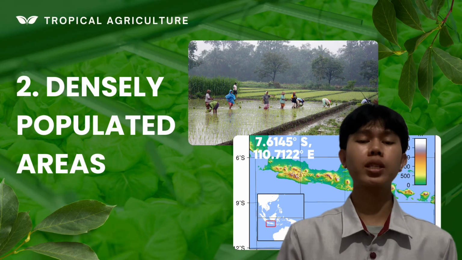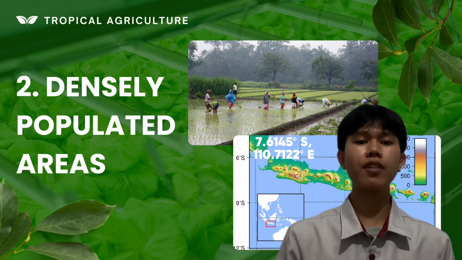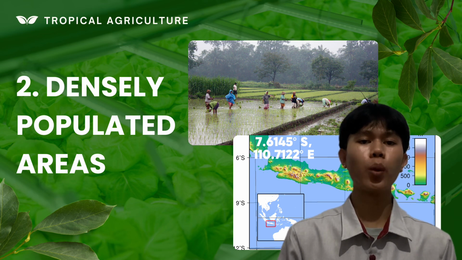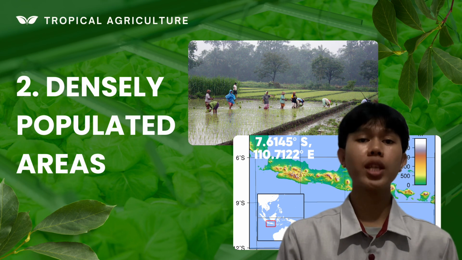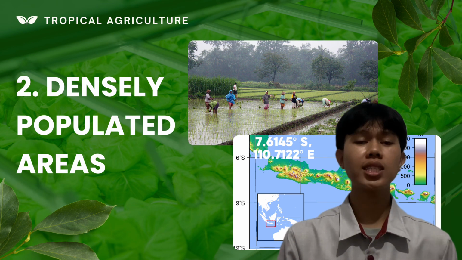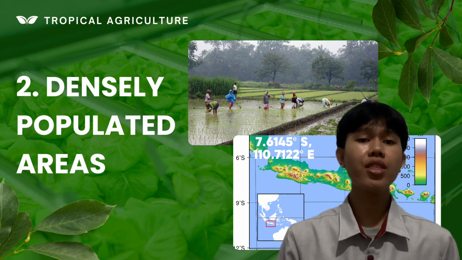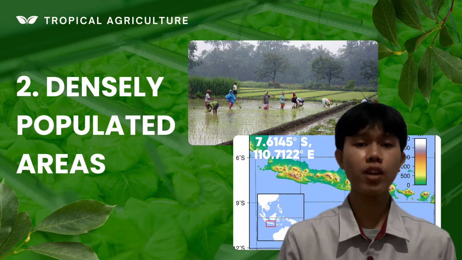Conversely, densely populated areas such as Java in Indonesia, with an absolute location of 7.645 degrees south of the equator and 110.722 degrees east of the prime meridian, are primarily associated with rice cultivation or large-scale plantations. These regions benefit from favorable climatic conditions, and there are areas with consistent rainfall which supports rice farming.